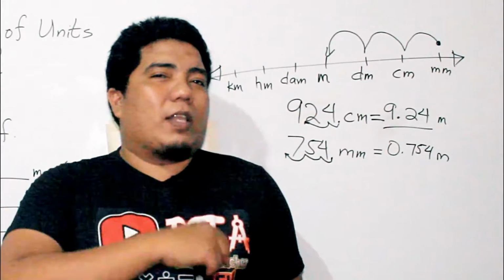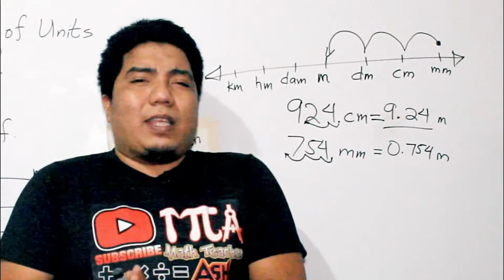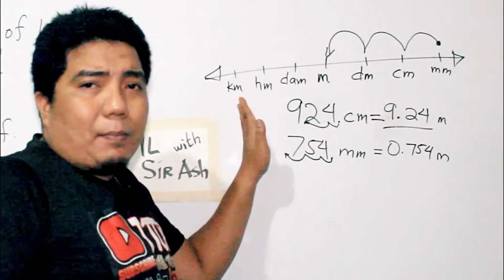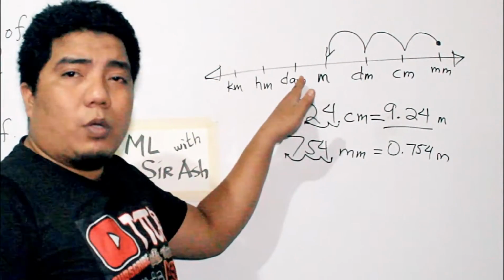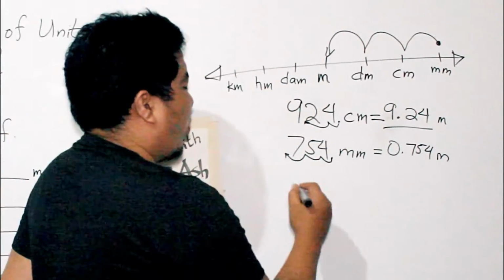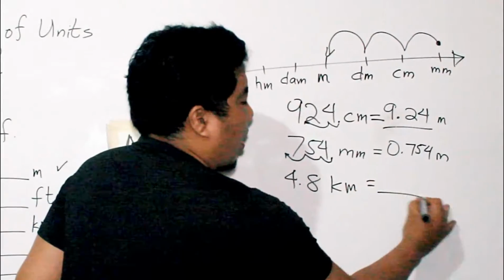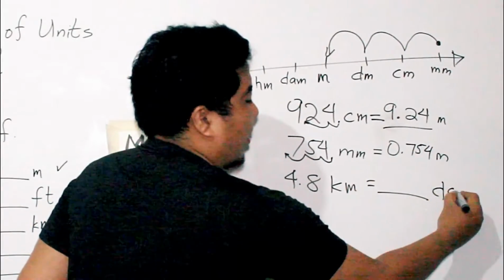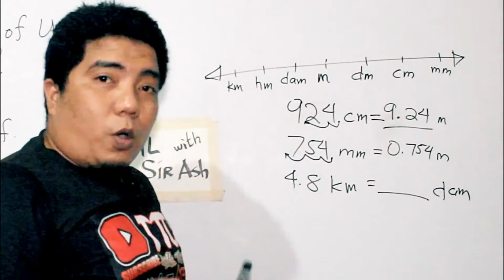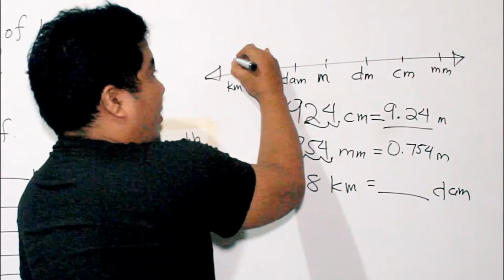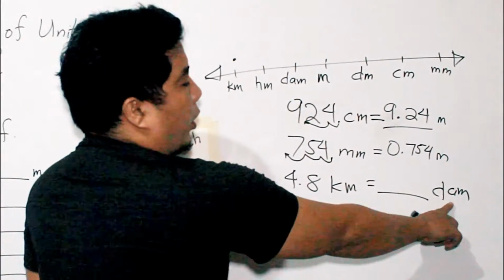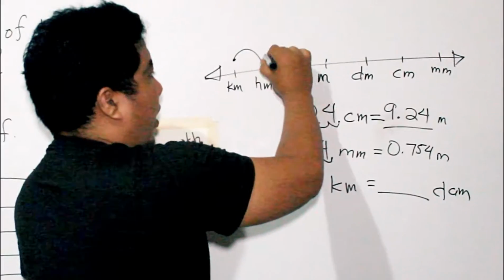Easy, right? Now, let's consider more examples. What if we have an example from kilometer going to the decameter? Let's say we have 4.8 kilometers. How much is that in decameter? Of course, we are here, right? And then we will be going to the decameter. So that is 1, 2.